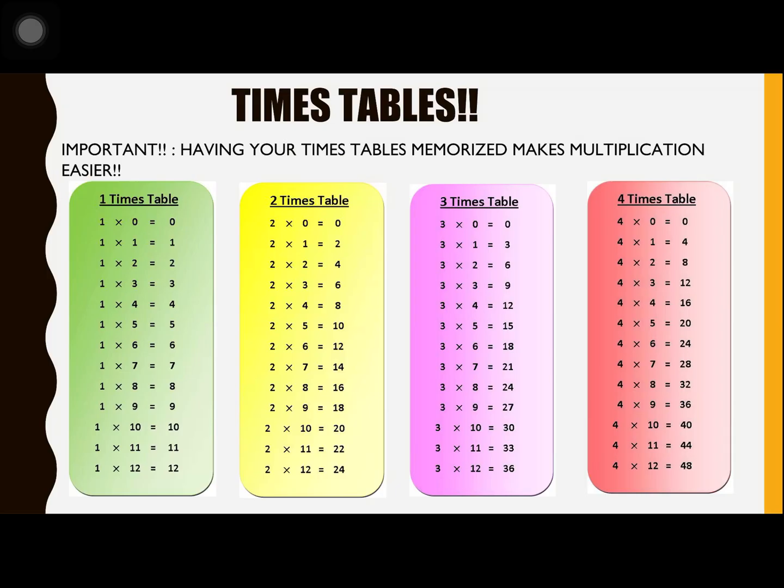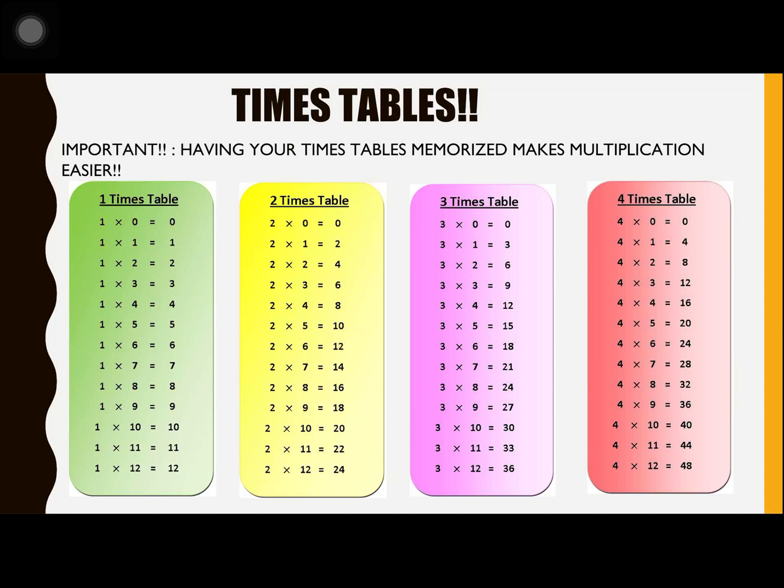Now, of course, in order to multiply, we need to have our basic multiplication facts memorized. Important note: anything multiplied by 0 is 0, and anything multiplied by 1 is the number itself. For example, 0 times 4 is 0, and 0 times 500 is 0. No matter how large a number is when multiplied by 0, the answer is 0. When multiplying by 1, 1 times 5 is 5, and 1 times 500 is 500.